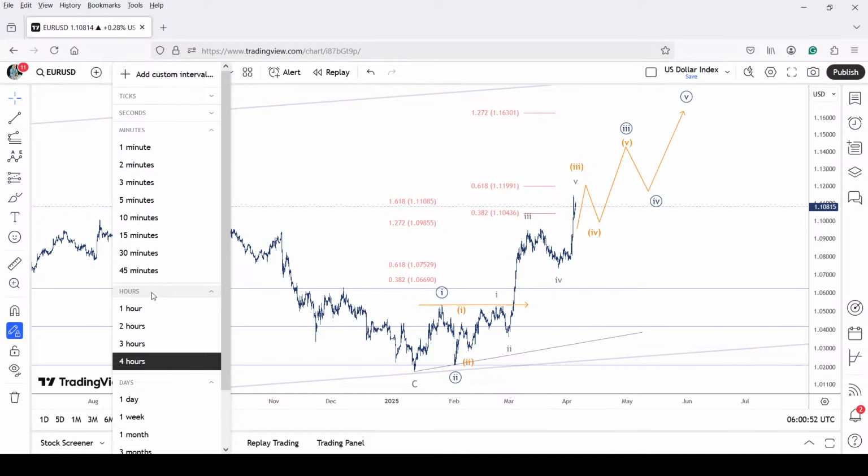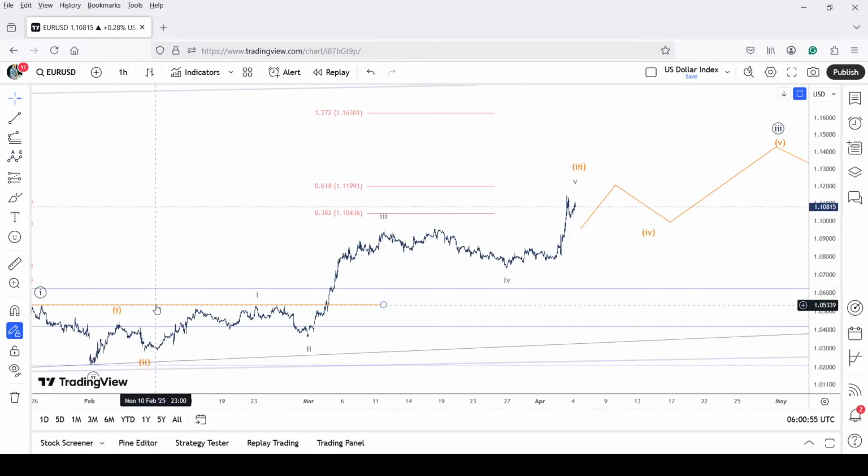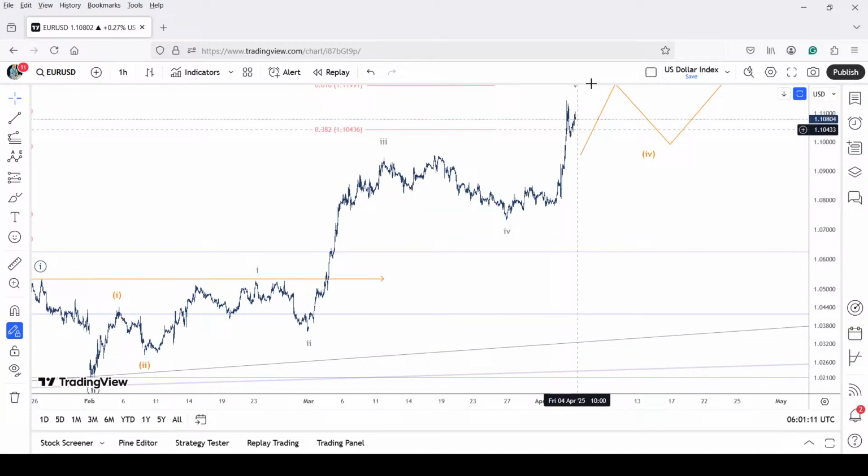If it is carving a triangle, then it will oscillate within this range for another 3 waves. You've got wave 1, A, B, C, D, and E. So there will be some more oscillation if it is unfolding as a triangle, which is more likely to happen as it is the fourth wave. Triangles do appear in the fourth wave more frequently than expected. So if it is a triangle unfolding, then expect some more sideways action.